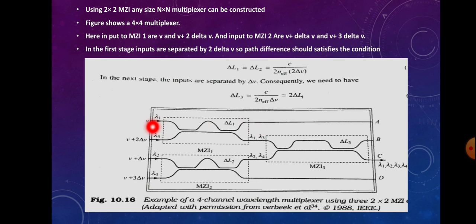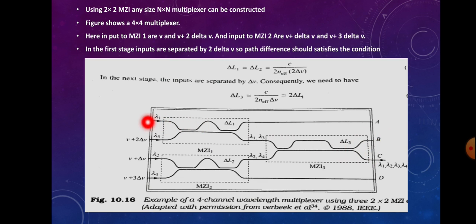You can see the inputs to the first 2 by 2 Mach Zehnder interferometer are at frequencies nu and nu plus 2 delta nu, associated with wavelengths lambda 1 and lambda 3. Similarly, in the second MZI the wavelengths are lambda 2 and lambda 4, and the inputs are nu plus delta nu and nu plus 3 delta nu. The outputs obtained here are given to another Mach Zehnder interferometer, and the output is taken here.